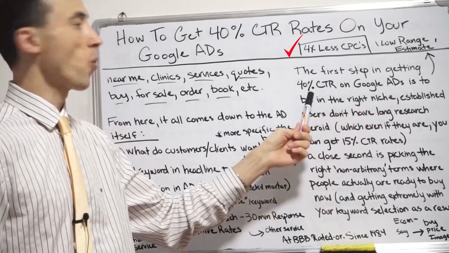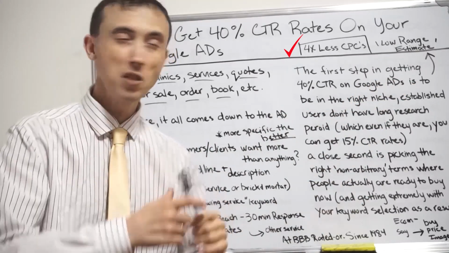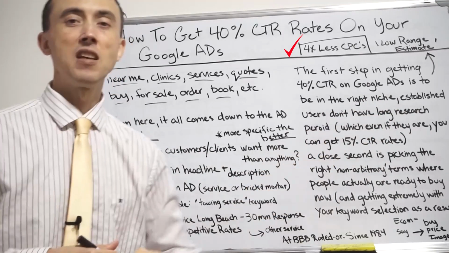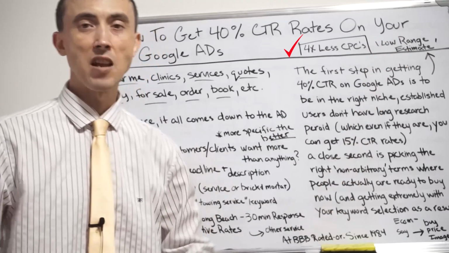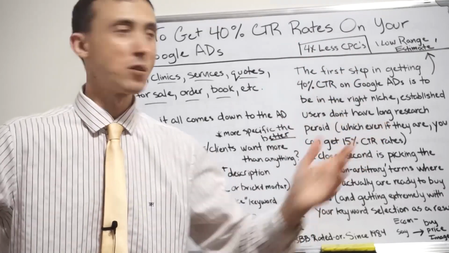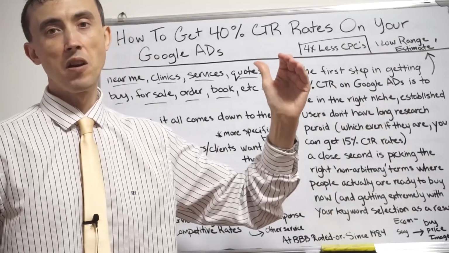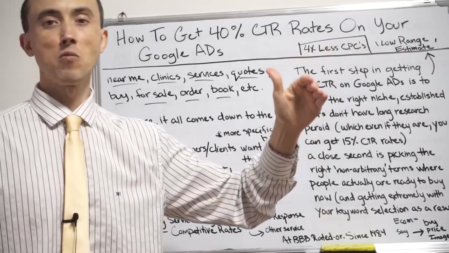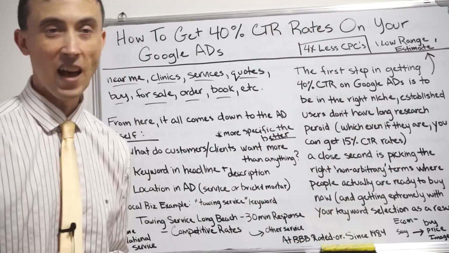The first step in getting 40% click-through rates on Google Ads is to be in the right niche. So it's not just about the ad. That is a niche that has established users, meaning it's not a new market that you're trying to carve and develop a market for. It's not a new concept, there is an established market for. And the reason why that matters is because if someone's searching for something and you show up, if they don't know that they need to be clicking on it, obviously you can't get a good click-through rate no matter how good that ad is, unless you're saying like naked chicks or free money or something like that.